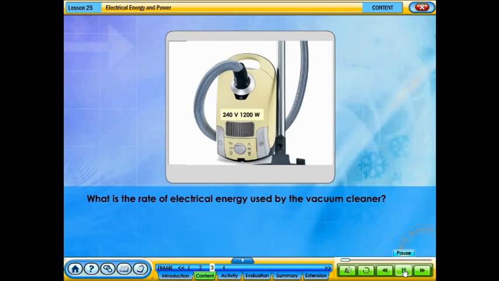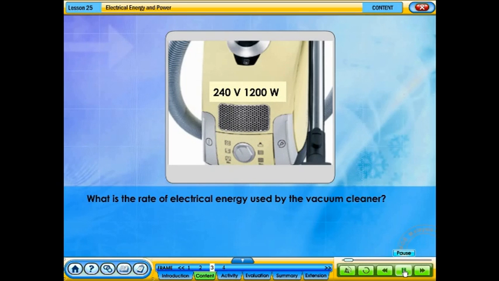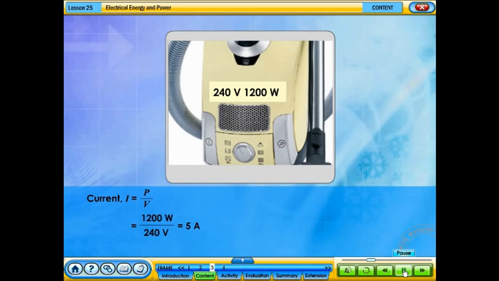What is the rate of electrical energy used by the vacuum cleaner? The vacuum cleaner uses 1,200 joules of electrical energy per second. Calculate the current used by the vacuum cleaner. Current I equals power divided by potential difference, equals 1,200 watts over 240 volts, equals 5 amperes.